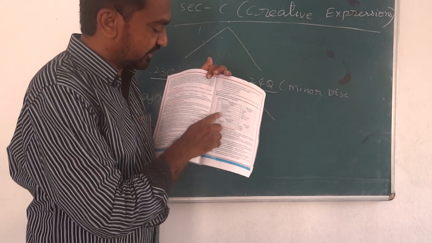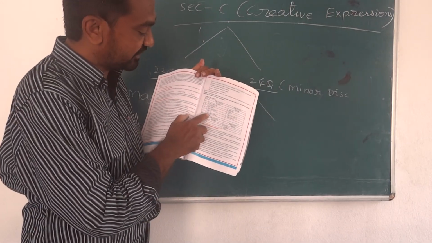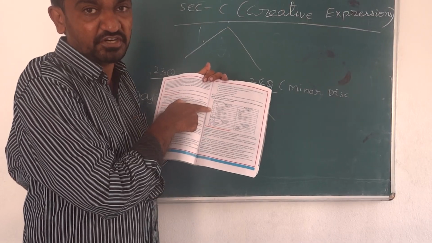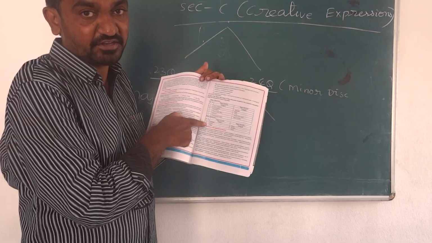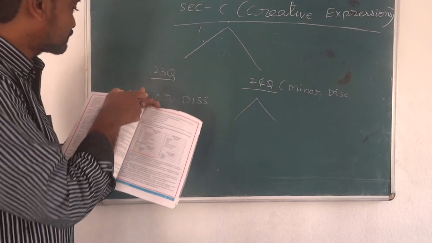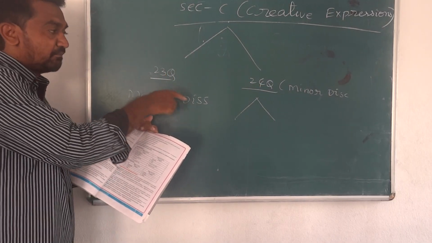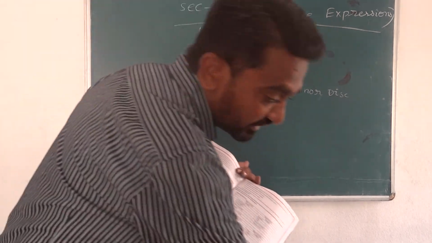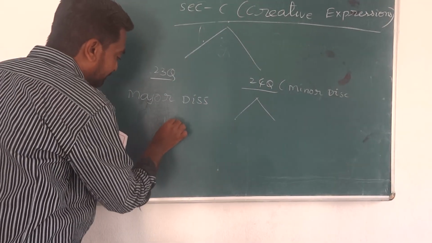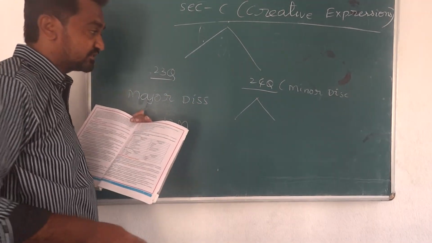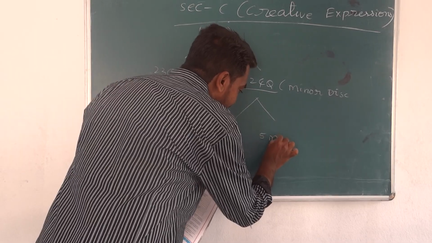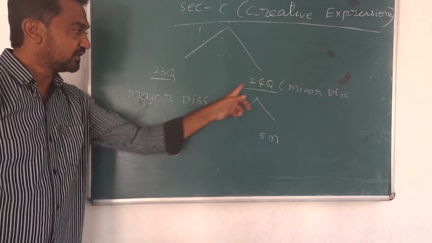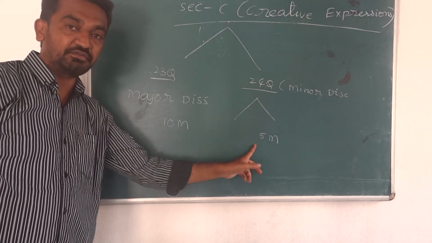Once you go through this tabular form, the discourses are given for paper 1 and paper 2. The upper one is the major discourses and the lower one is the minor discourses. Major discourses are question number 23, and minor discourses are question number 24. Major discourses carry 10 marks, and minor discourses carry 5 marks.